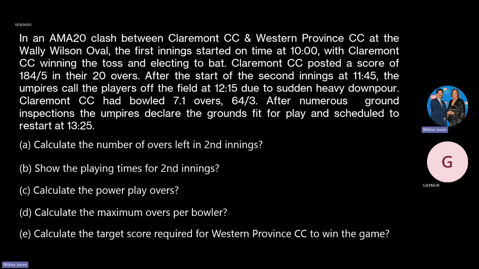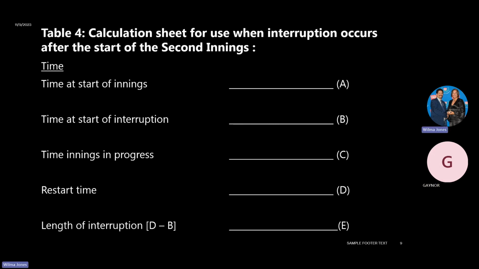All right, let's move on. As you've correctly said, we will use table 4 to calculate the reduced overs, as the interruption occurred after the start of the second innings. What was the time for the start of the second innings? That would be 11:45.